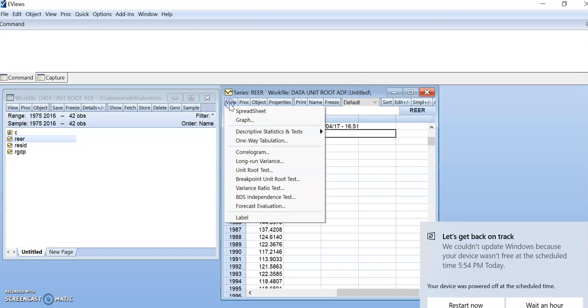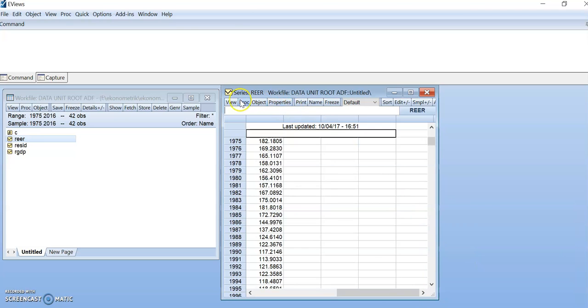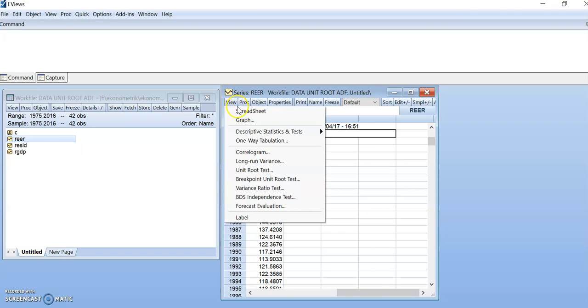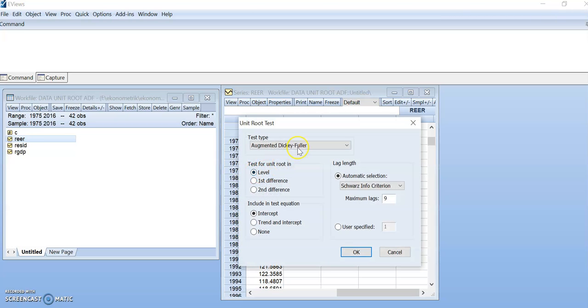Go to View. Then you select unit root test. Click on unit root test. Make sure that here is Augmented Dickey-Fuller, then level form and intercept. Change this one to AIC, the information criteria, then maintain the lag at 9.